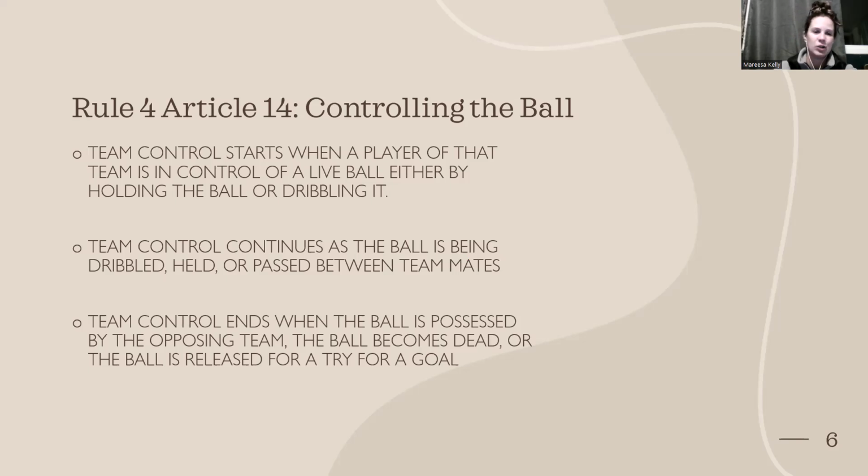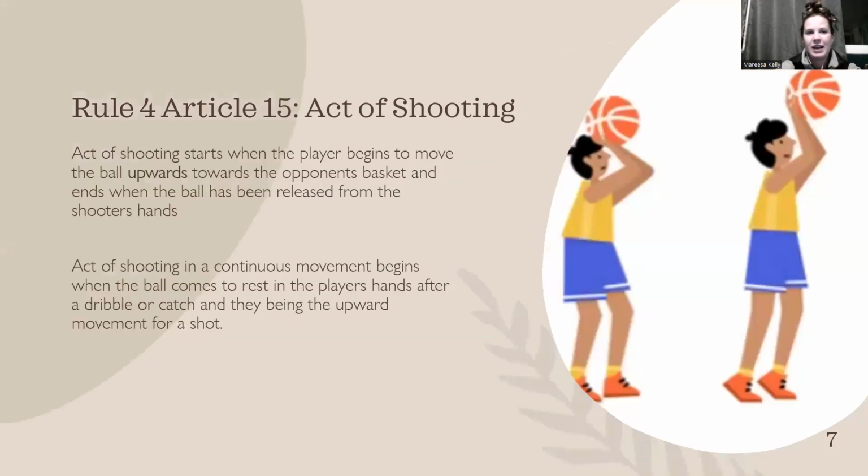This is continued as you dribble, hold, pass the ball, and ends when the ball is released for a try for a goal, shot, etc. This does come into play in offensive versus defensive fouls later on in life, so understanding that is important. Active shooting is another one that is important, not in a general sense, but in applying other things.